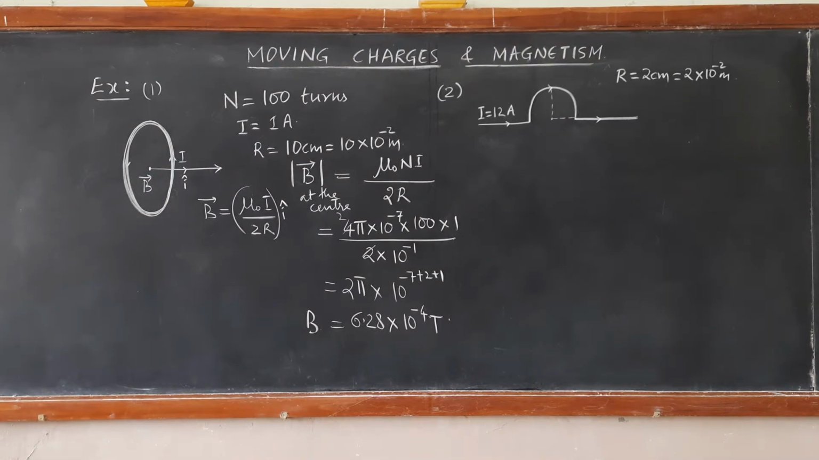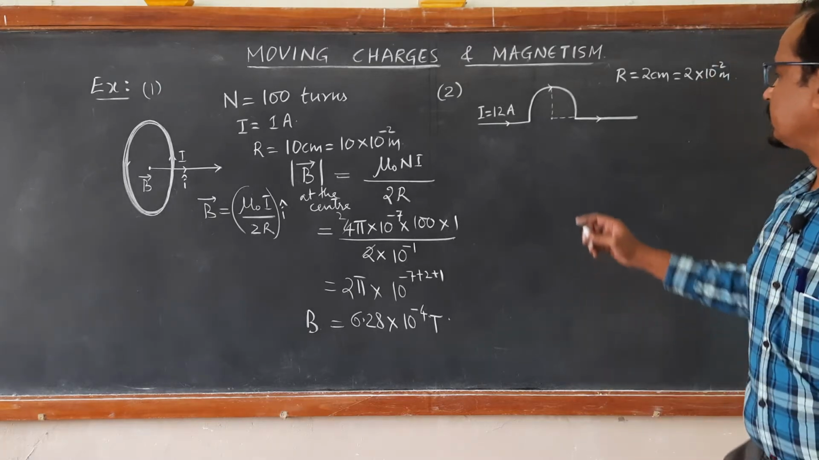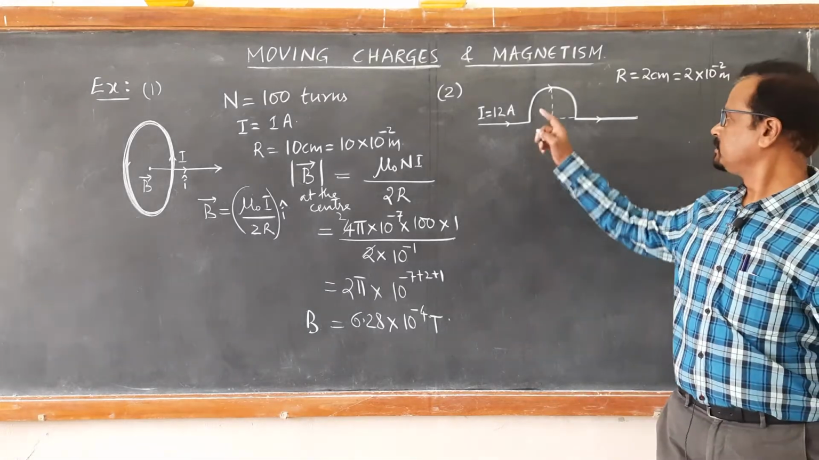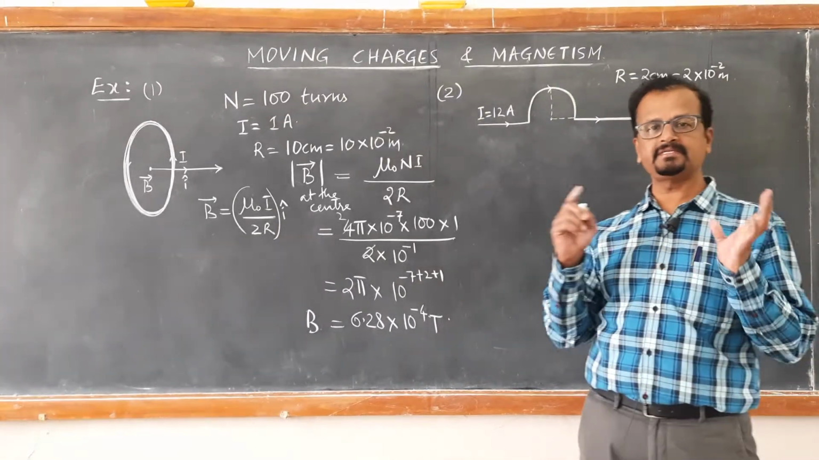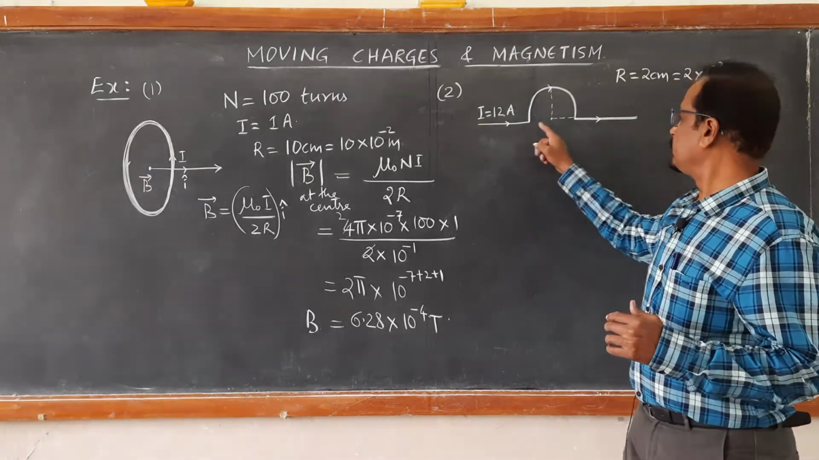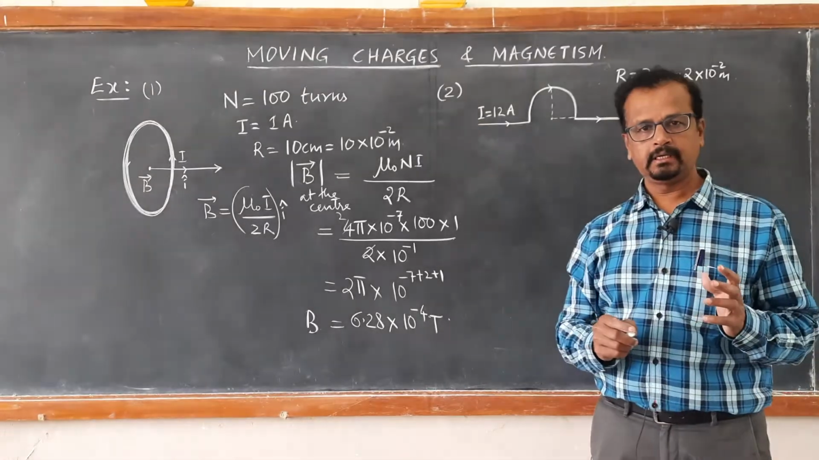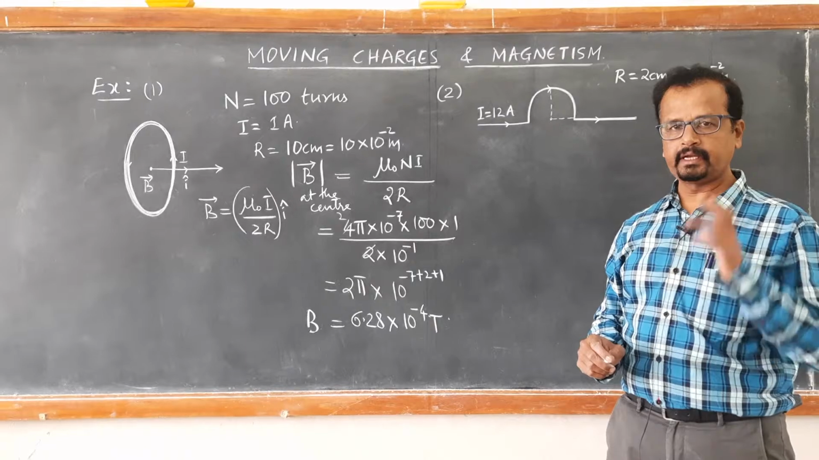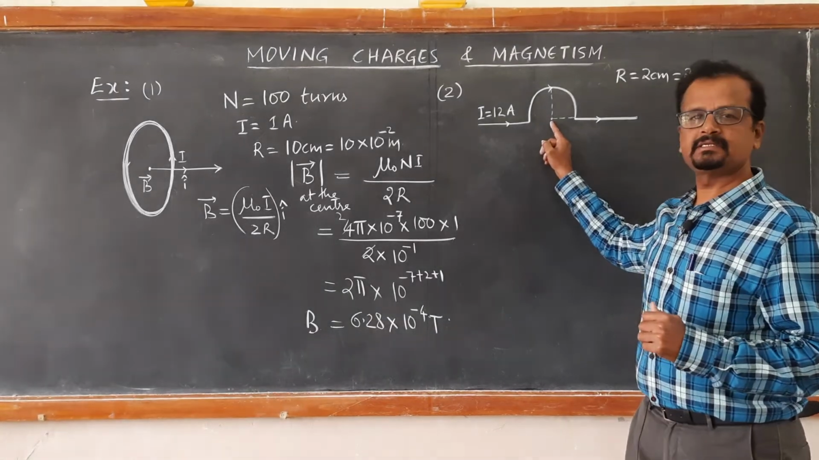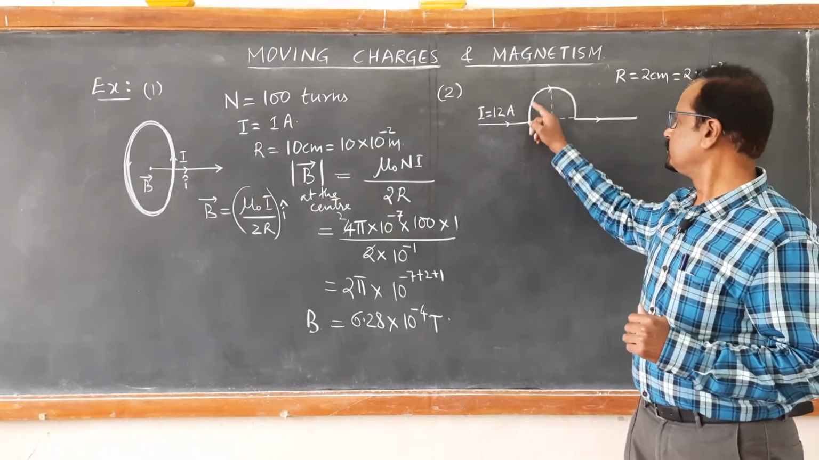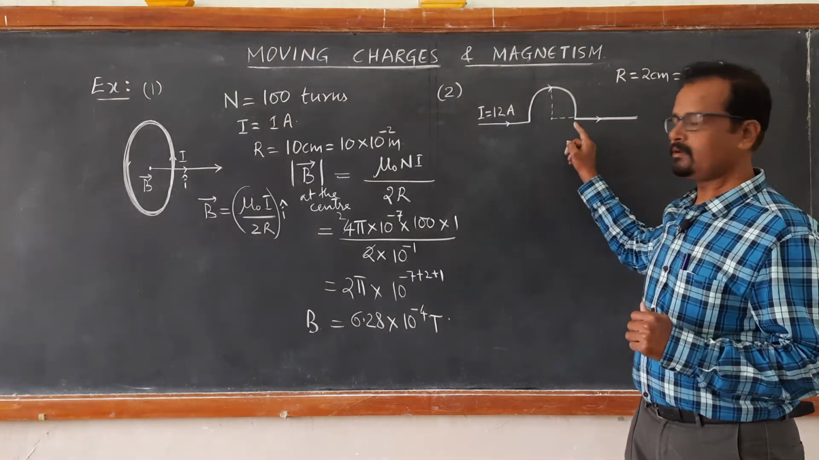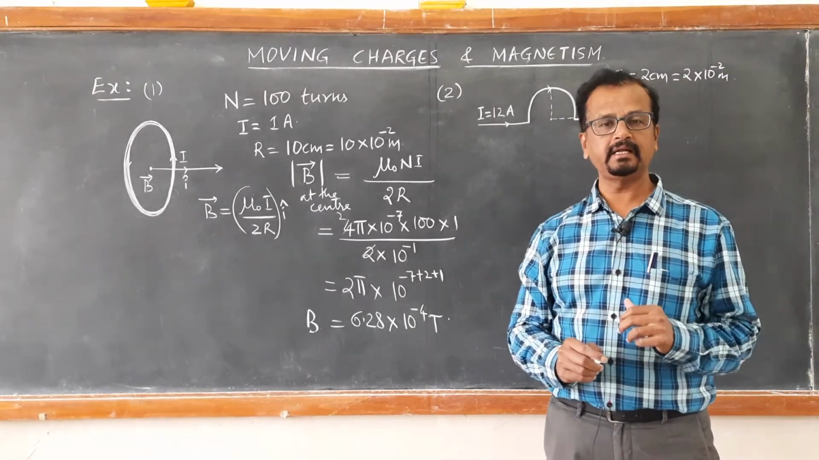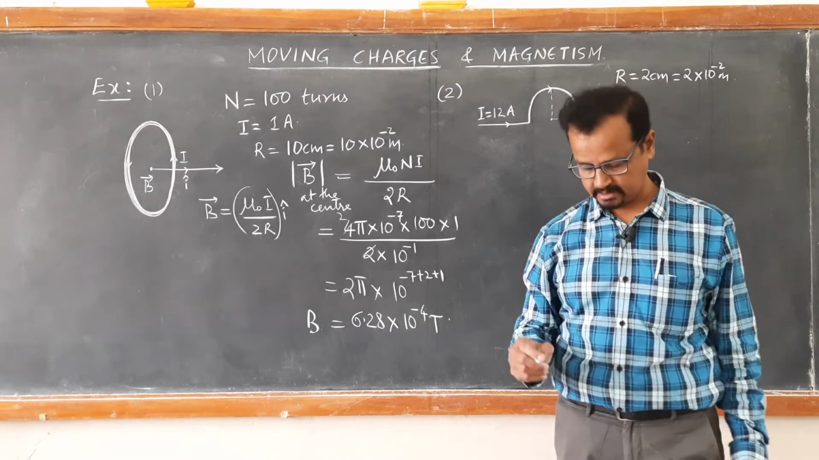Now let us see the second problem. There is a straight wire which is bent in the form of a semicircular arc, with its remaining straight segments like this. A current of 12 amperes is passed through this loop. Then what is the magnetic field at the center of this semicircular arc? What is the magnetic field due to the semicircular arc, and what is the magnetic field due to the straight segments, the straight current elements? Okay, two questions are there.